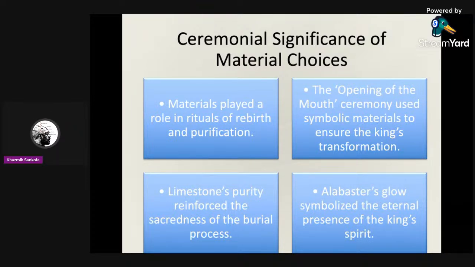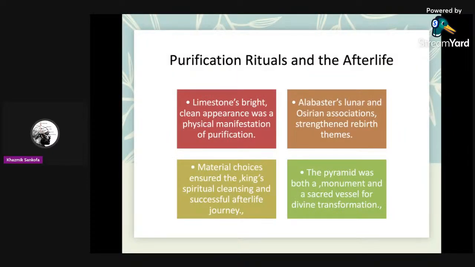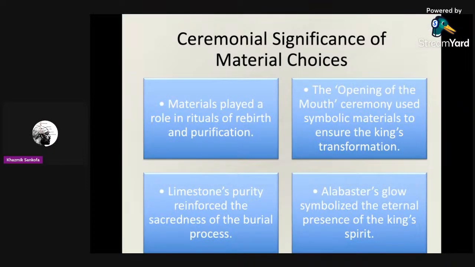The opening of the mouth ceremony used symbolic materials to ensure the king's transformation. Limestone's bright, clean appearance was a physical manifestation of purification. Alabaster had lunar and Osirian associations, which strengthened rebirth, right? The choices ensured the king's spiritual cleansing and successful afterlife. The pyramid was both a monument and a sacred space of transformation, right? You've got to understand, the pyramid was not a burial chamber, but a sacred space of spiritual transformation that was used as an initiation chamber.